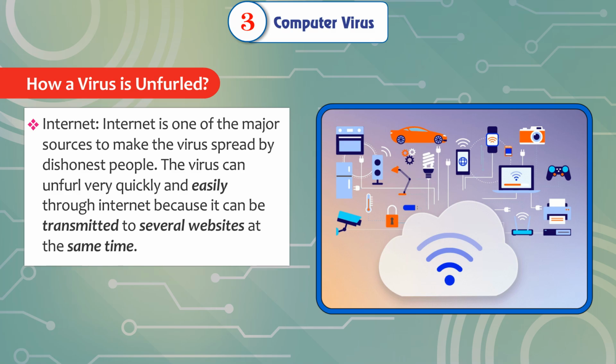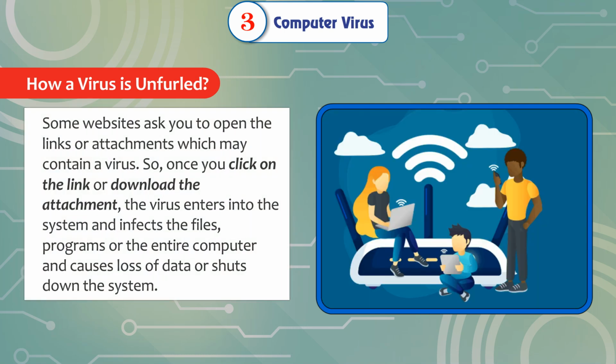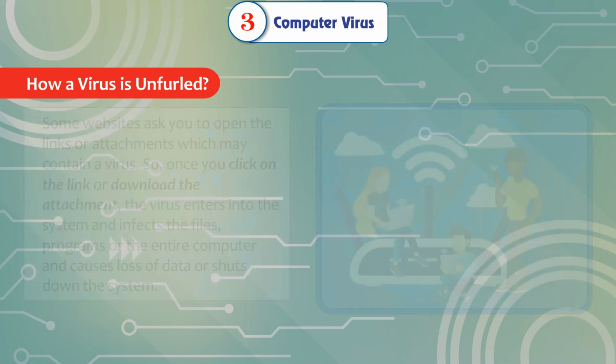Internet. The internet is one of the major sources through which dishonest people spread viruses. The virus can unfurl very quickly and easily through the internet because it can be transmitted to several websites at the same time. Some websites ask you to open links or attachments which may contain a virus. Once you click on the link or download the attachment, the virus enters the system and infects the files, programs, or the entire computer, and causes loss of data or shuts down the system.